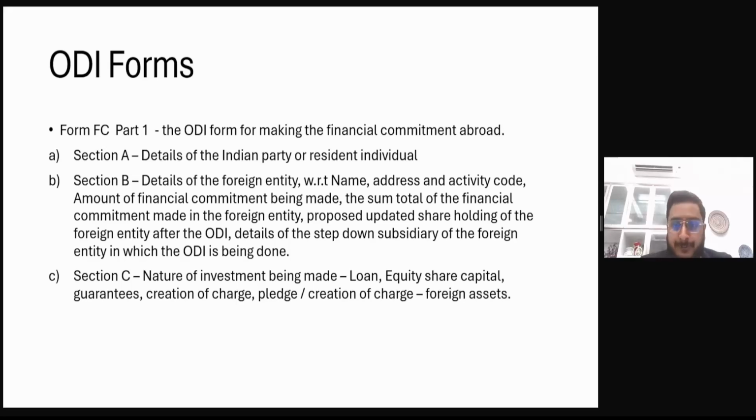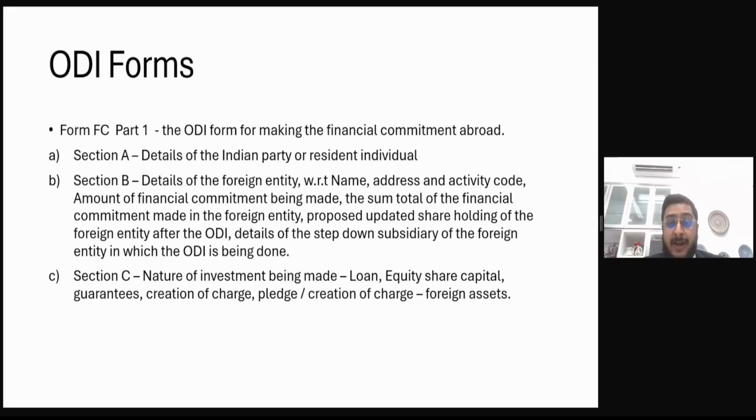Now, Form FC part 1 is where, when you're making this ODI, this Form FC part 1 comes in. Then part 2 and part 3, one is for APR, one is for disinvestment. So we'll discuss about it. Now, in this Form FC, there are different sections. Section A deals with the basic details of the Indian party and the resident individual. So it basically deals with the Indian party who's making the ODI. And section B deals with the foreign entity in which the ODI is being done, for example, the name, address, and the activity code. Activity code is important.